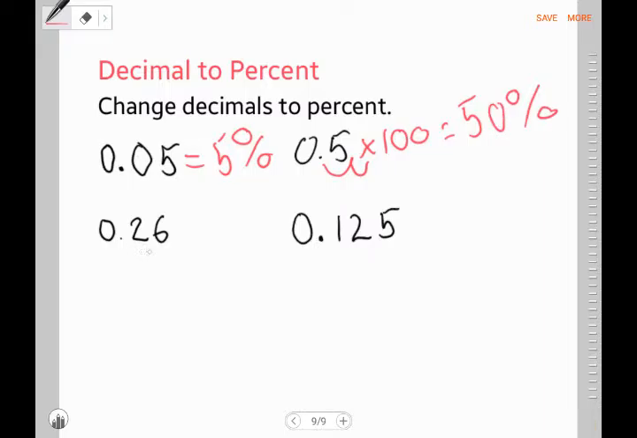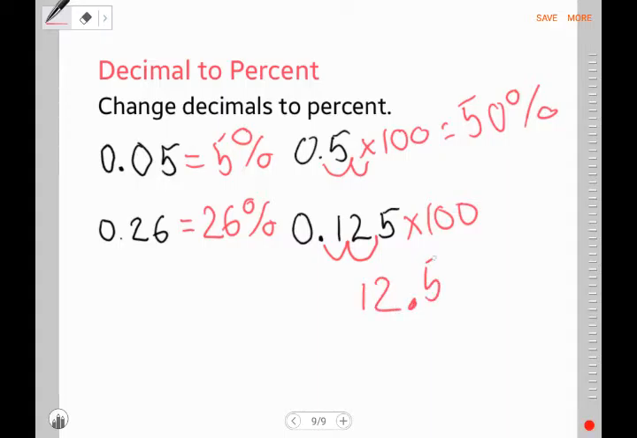How about 26 hundredths? Well, that's an easy one. That's 26%. How about 125 thousandths? Well, again, let's think of this in terms of times 100. If I times this by 100, I move the decimal over 2 places, and I get 12.5%. Okay, that's our lesson for today.